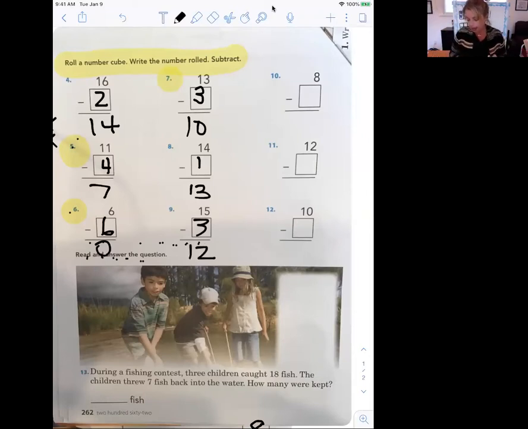So number 10, 11, 12, I'm going to let you guys get your dice because I know how much fun you had with that. You can either use a number line to subtract, or you could get goldfish, or you could put the big number in your head and count backwards.